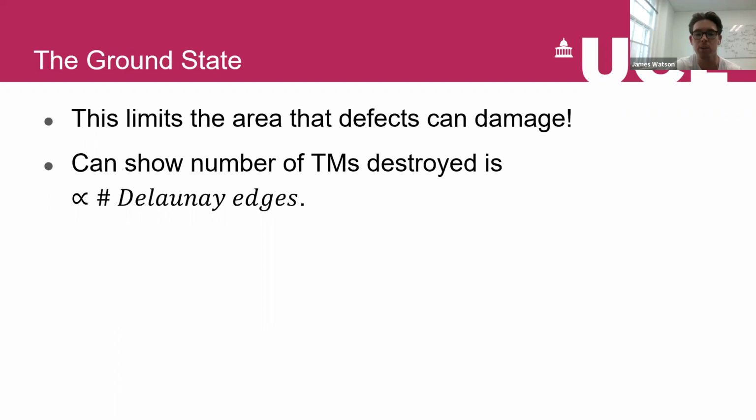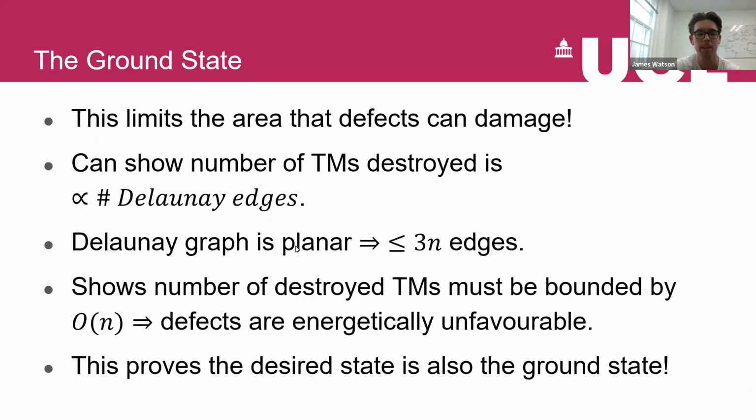And you can show that the number of Turing machines destroyed is proportional to the number of edges in the Delaunay graph. And in particular, the number of edges in the Delaunay graph is bounded by 3n, because it's a planar graph. This shows that the number of destroyed Turing machines must be bounded by something that goes as order n, so order of the number of defects.